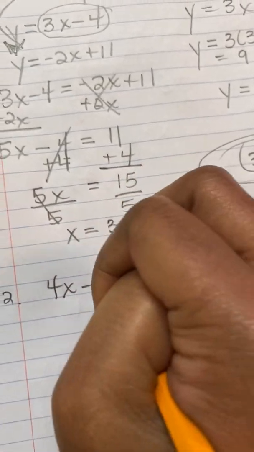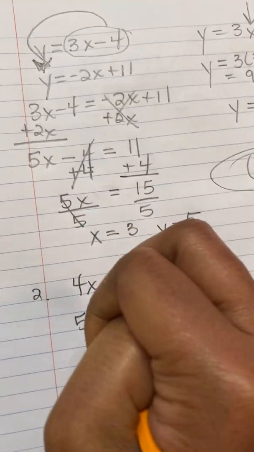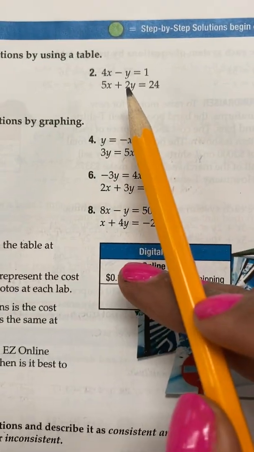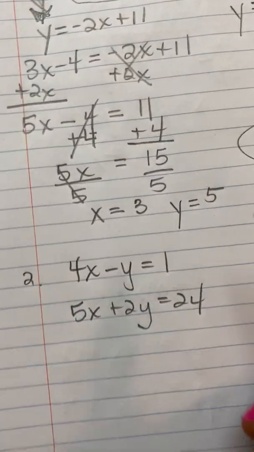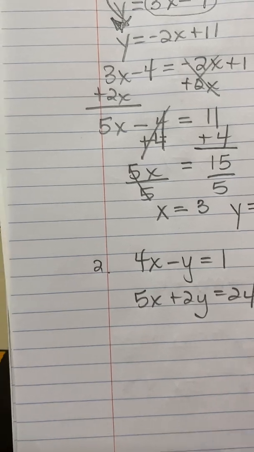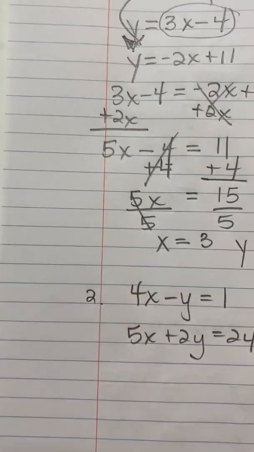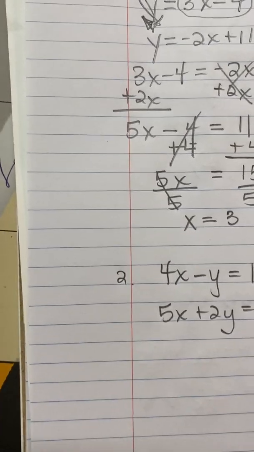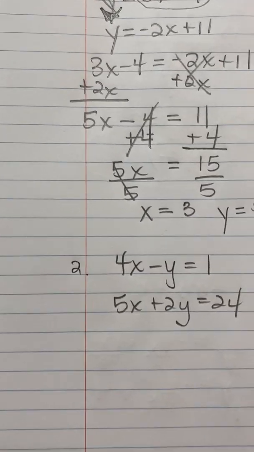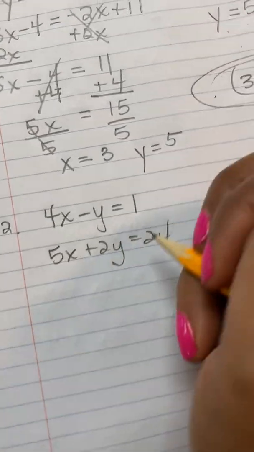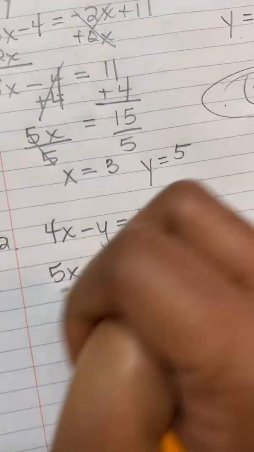4x minus y equals 1. 5x plus 2y equals 24. And I'm getting this from number 2. You can actually use the table, but also if you understand substitution, because I'm not sure if you've already covered this or not, I want you to do what is going to yield you the best possible answer. If you understand graphing, go with graphing. But if you enjoy elimination or substitution, go with the method that is going to help you understand better.